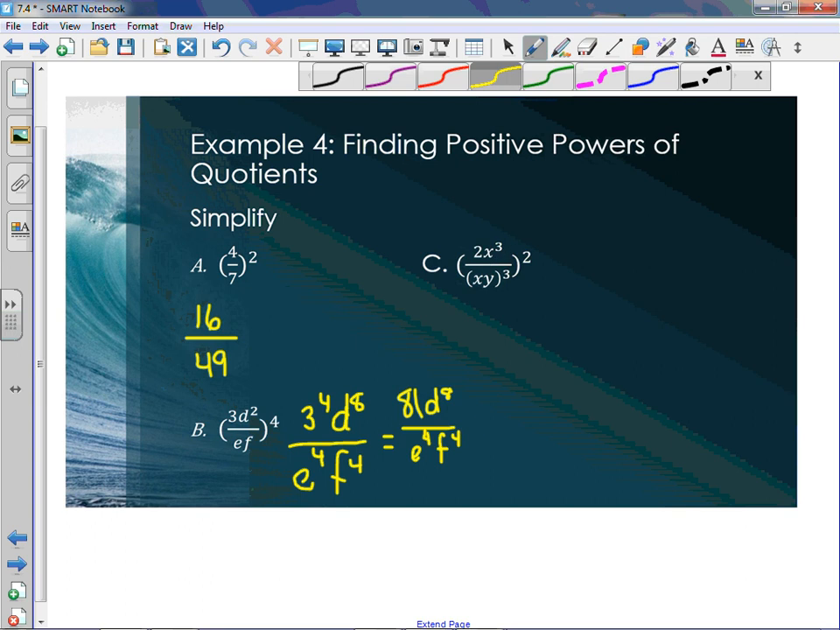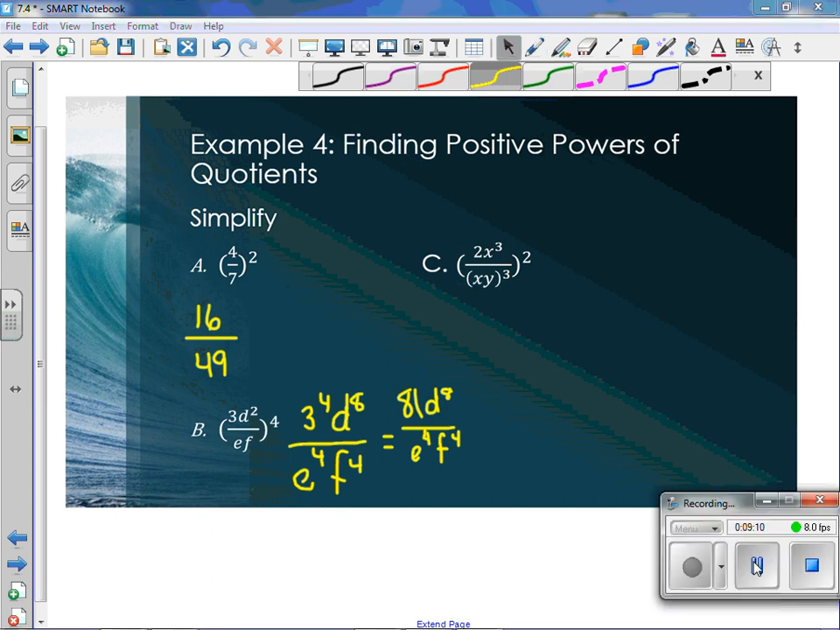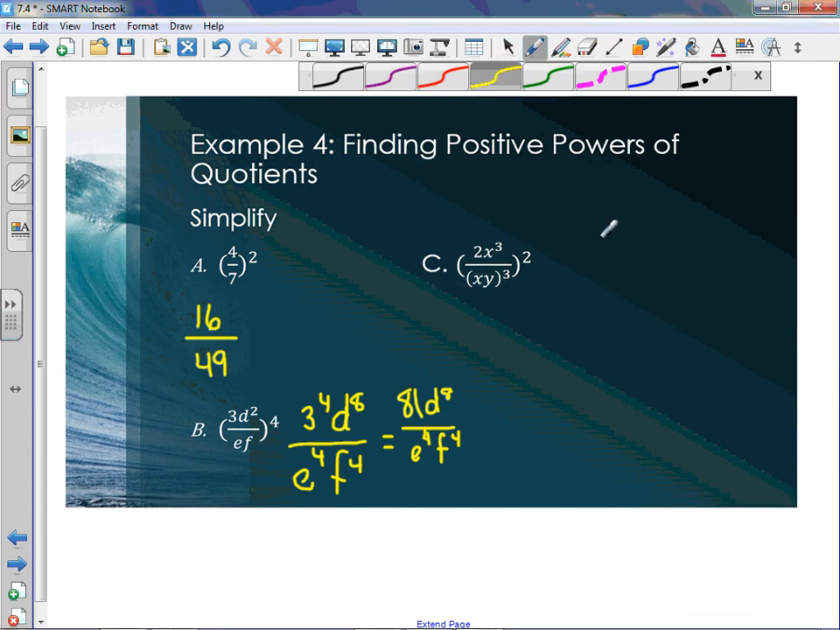Try C on your own and pause the video, try it, and then play it again to see if you got it correct. All right, we have a parenthesis inside a parenthesis. So I like to divvy out all of the inside parenthesis first, which means my numerator is going to stay the same. And my outer parenthesis is going to remain. Inside, remember, we're distributing the exponent. So I'm going to get x to the 3rd, y to the 3rd.